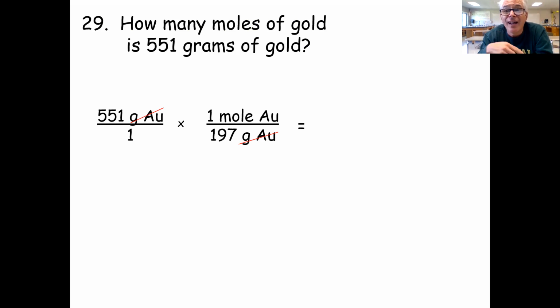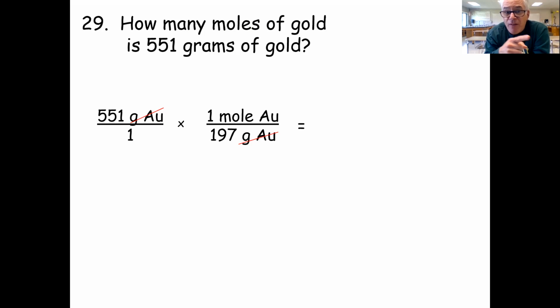I'm sorry, 197. I need new glasses, I'm getting old. It's 196.967, 197 grams per mole. I can't fix this, it's a zoom. I'd have to replace the whole video and I'm not going backwards. This is correct. Grams in the numerator, grams in the denominator, they cancel.